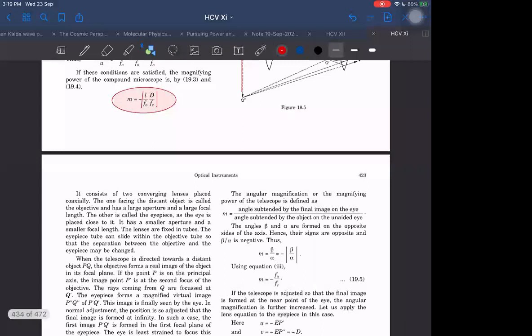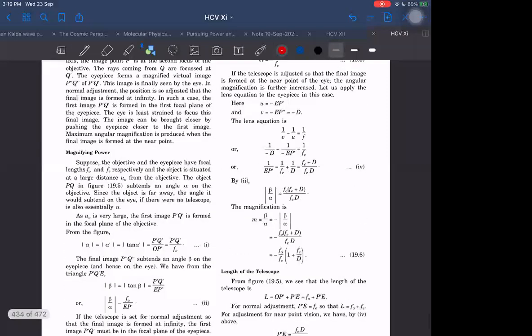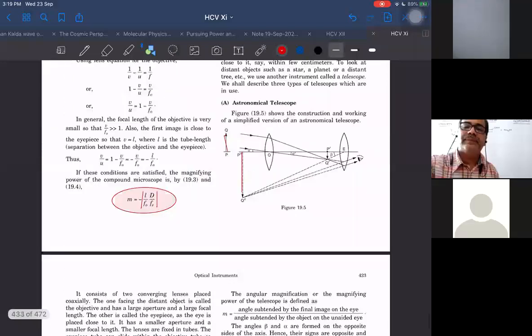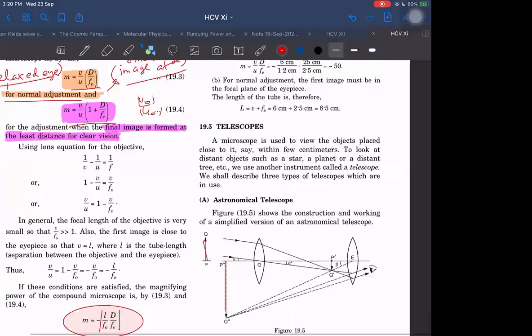Then wait. Then next, we have, wait a second, astronomical telescope. Astronomical telescopes.